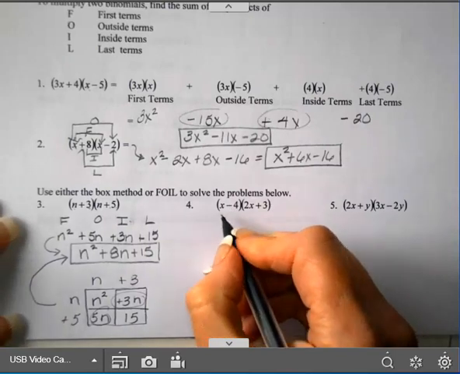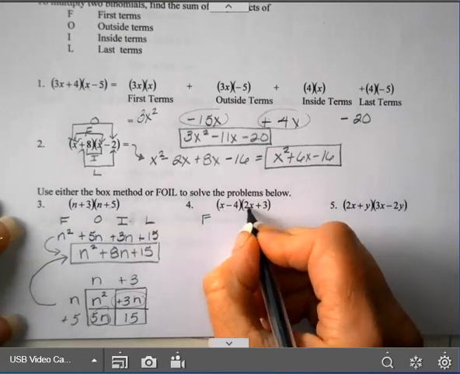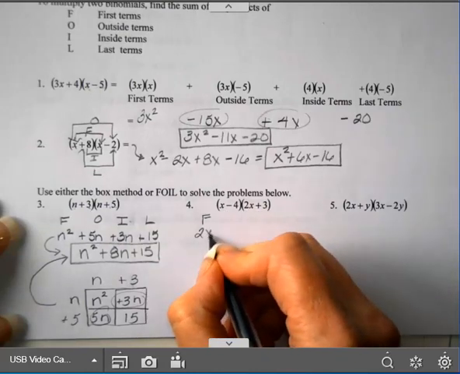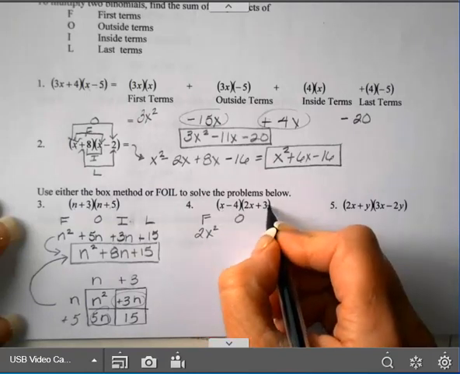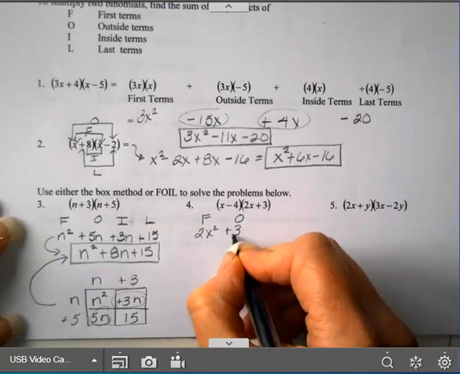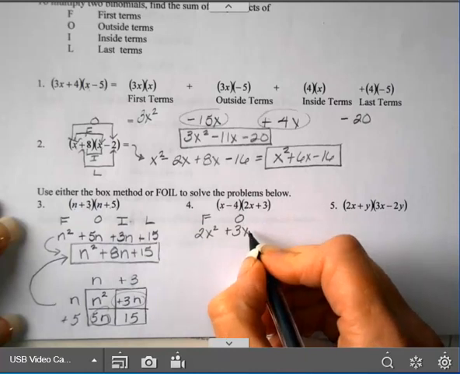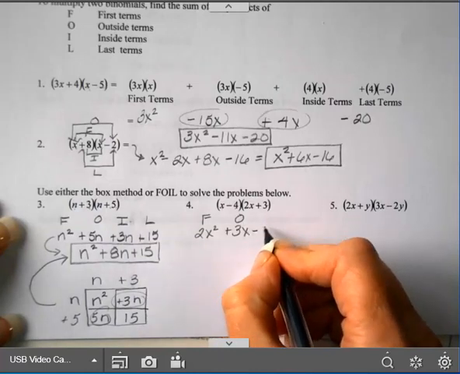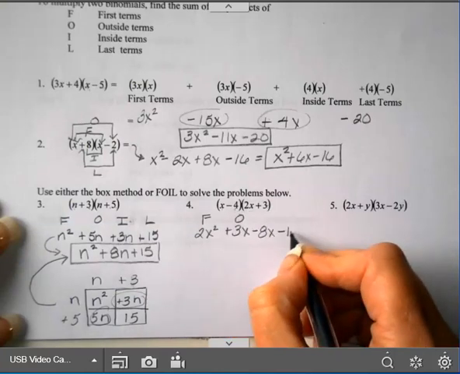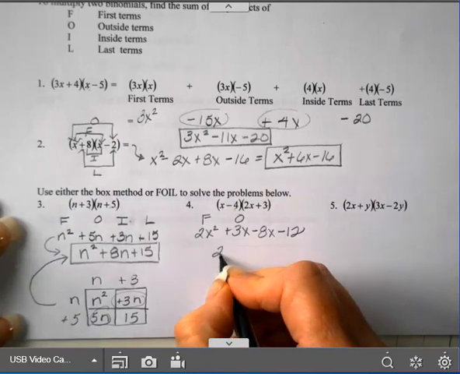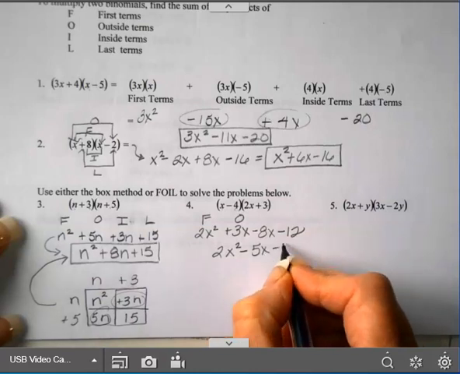On the next one, let's go ahead and do FOIL with it. So x times 2x, those are my first terms, gives me 2x squared. Outside terms, furthest to the left, furthest to the right, that's going to give me 3x. Inside terms are the ones that are next to each other, so negative 4 times 2x will give me negative 8x. And then last, negative 4 times 3 is minus 12. Collect your like terms and you get 2x squared minus 5x minus 12.